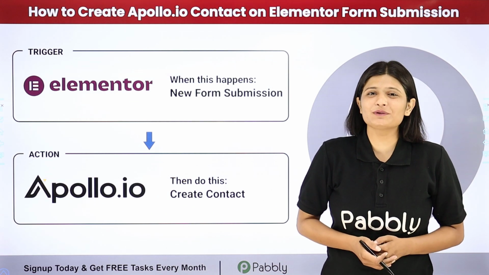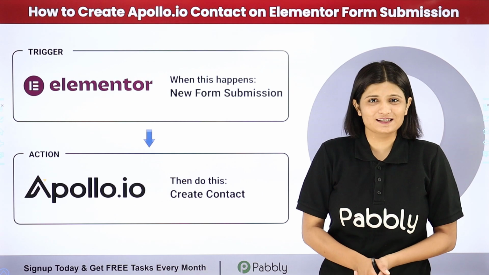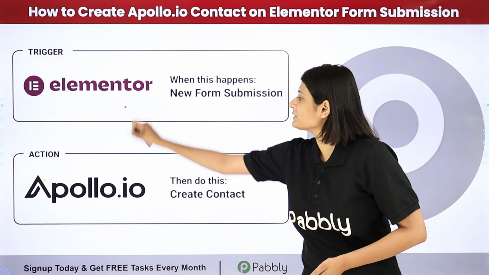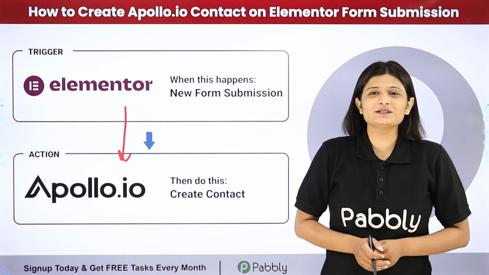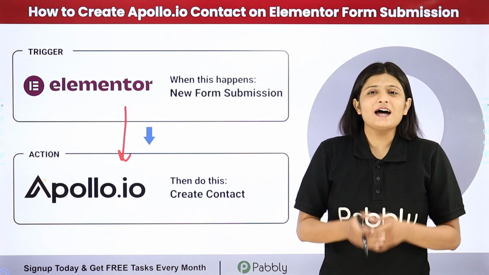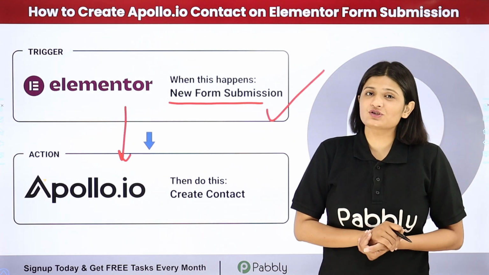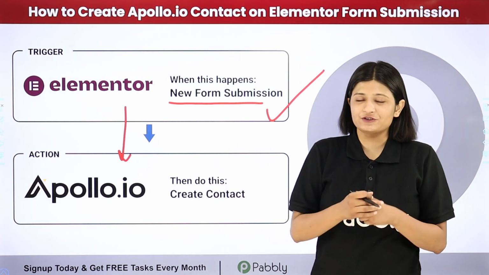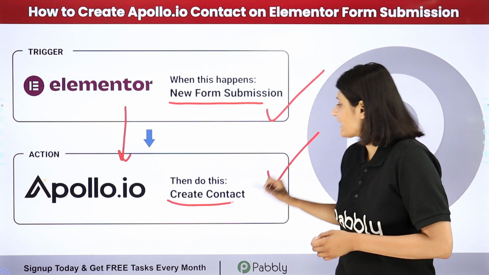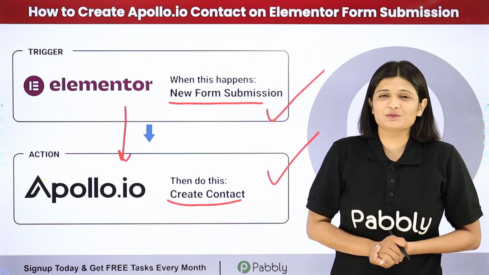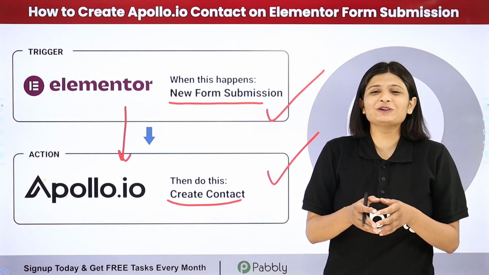Pabbly Connect is an amazing automation and integration software which requires no coding or programming skills. Here I just need to build connection between Elementor and Apollo.io. Pabbly Connect runs on two principles, which is trigger and action. Here as my trigger application, I am going to take Elementor from where I will receive new form submission and this complete workflow here will get triggered. And then in my action application, I am going to take Apollo.io where the contact will be created as soon as the form submission will be received. If you want to learn this amazing automation step by step, then let me take you all to my screen.